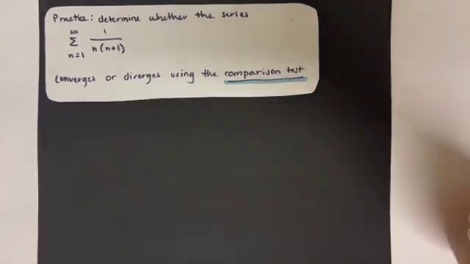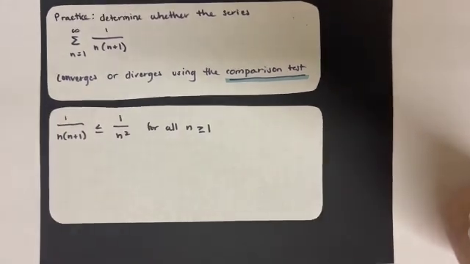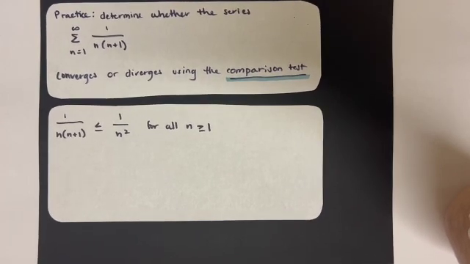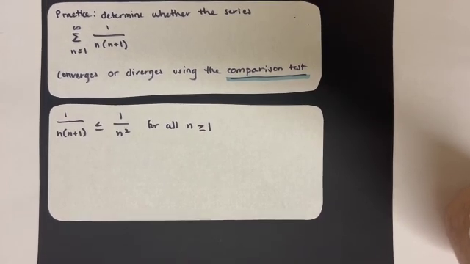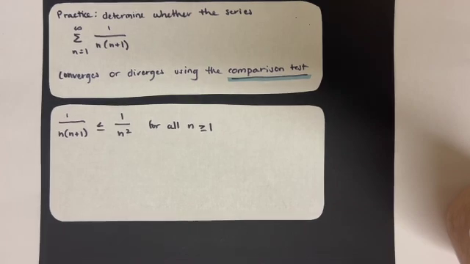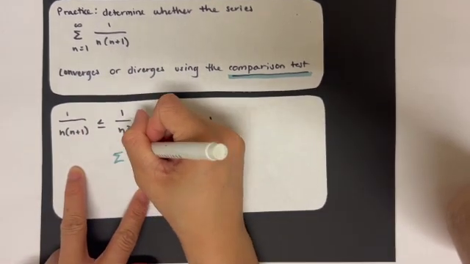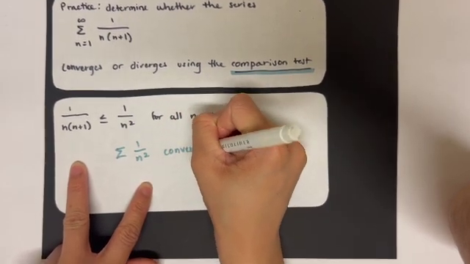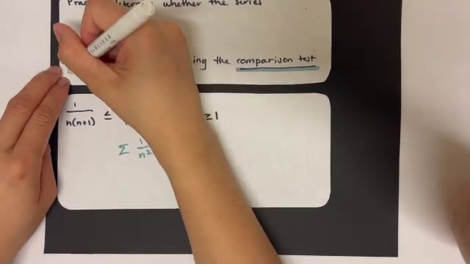Keeping that in mind, when we compare our original series to 1 over n squared, our p-series, we know that our original series is smaller than or equal to our new p-series 1 over n squared for all values of n greater than or equal to 1. Because the series 1 over n squared converges, by the comparison test, our original series also converges.